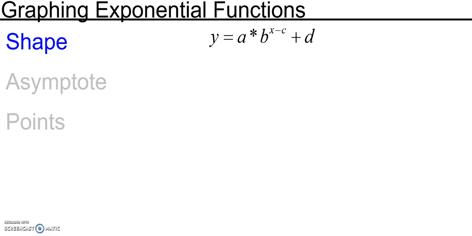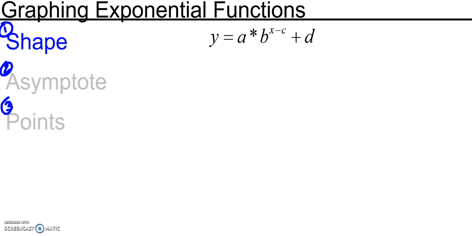In preparation for graphing exponential functions, we're going to look at some of the essential parts of graphing. What steps am I going to need to take? Those steps are: 1, find the shape, and then steps 2 and 3 are going to be asymptotes and points. So the goal here is not actually to graph, but to prepare ourselves to graph.